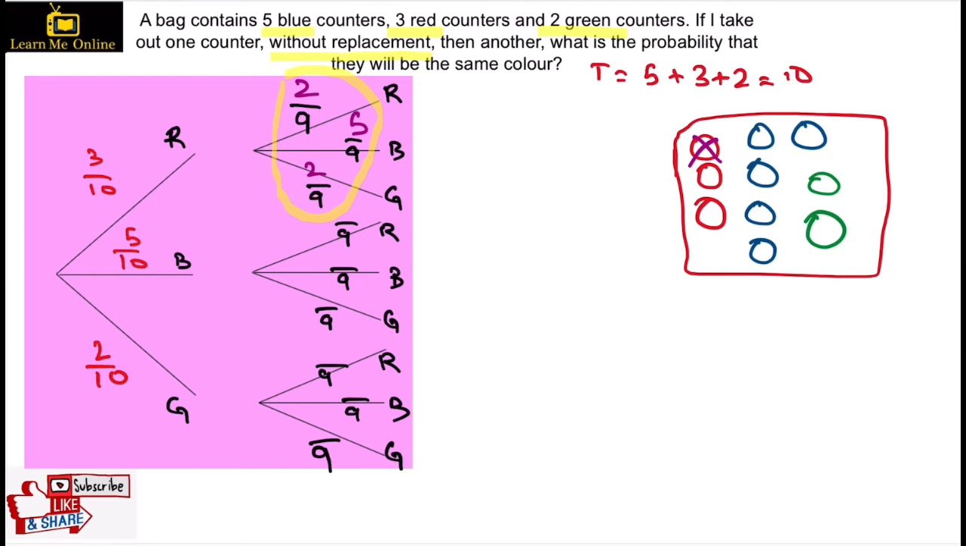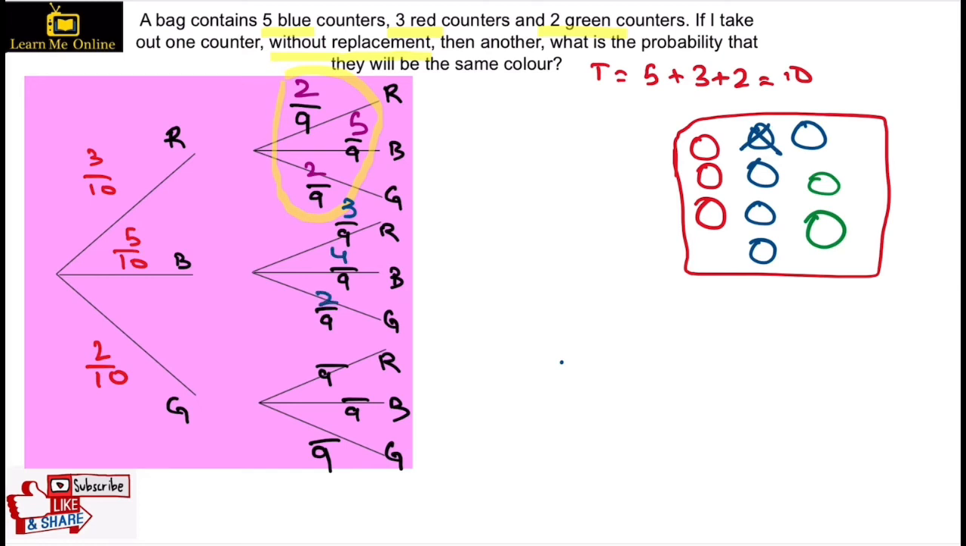To fill in the next one, I assume that the counter we picked up is not the red counter this time, but the blue counter. Yes, I'm going to put a cross on the blue counter. So what is the probability of getting the red counter? The number of red counters is 3. The number of blue counters is now reduced by 1, so it would be 4. And the number of green counters remains the same, which would be 2.